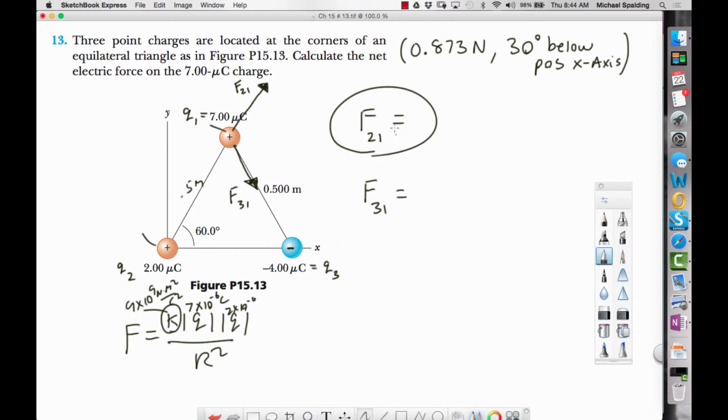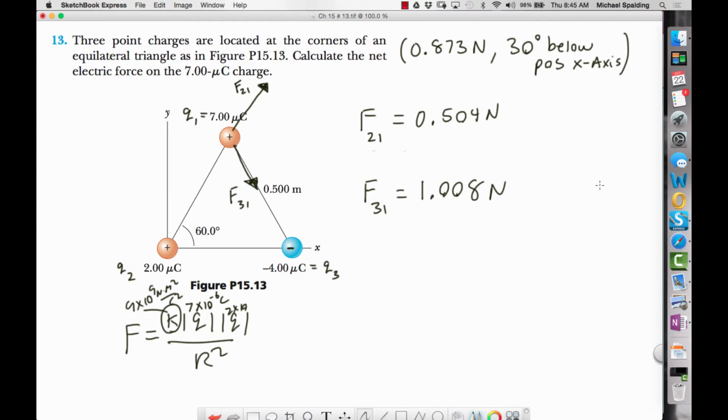So you plug all your values in. I don't want to bore you with watching me do it because that's really not the main part of the problem. The main part of the problem is vector work. F21, if you punch it in correctly, comes out as 0.504 newtons. And F31, the force between charge 1 and charge 3, comes out as 1.008 newtons. Now, the rest of this problem is not electrostatics. The rest of this problem is vector.